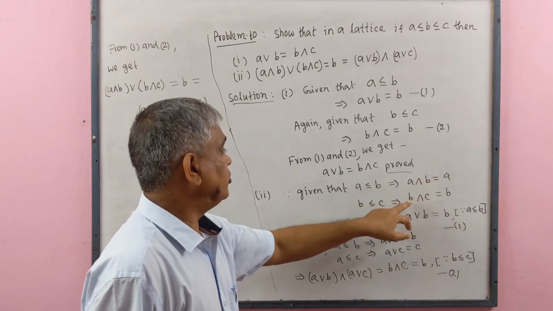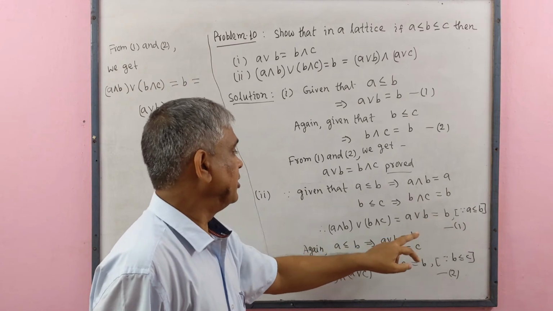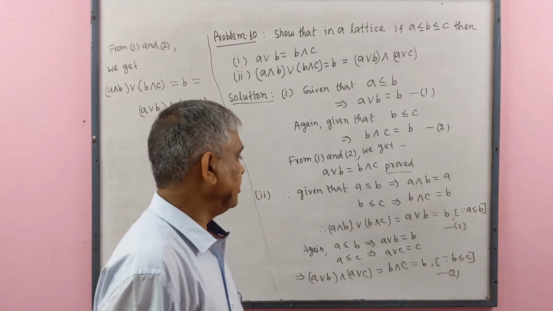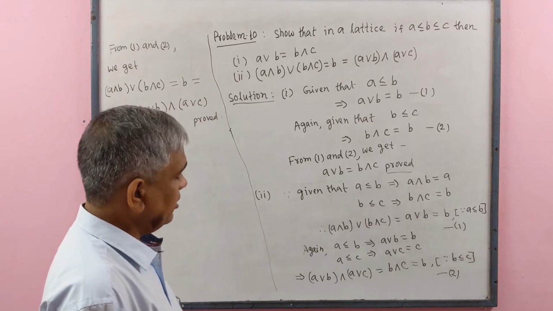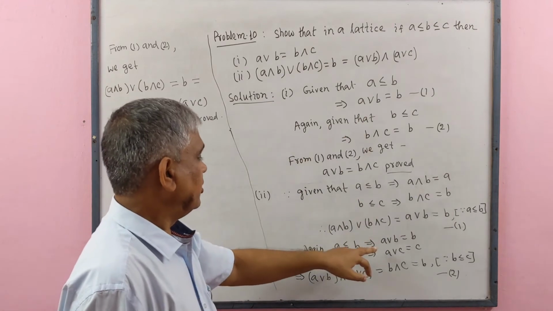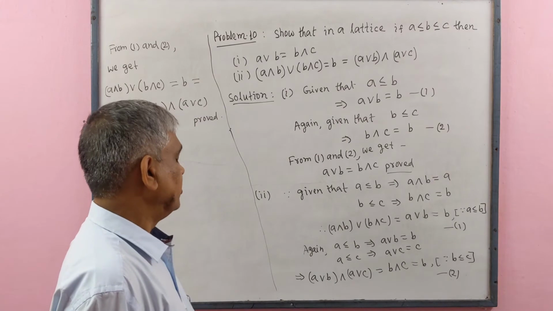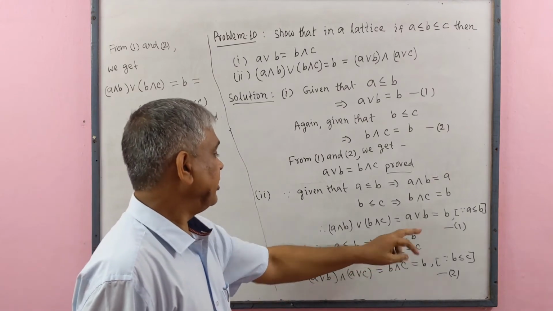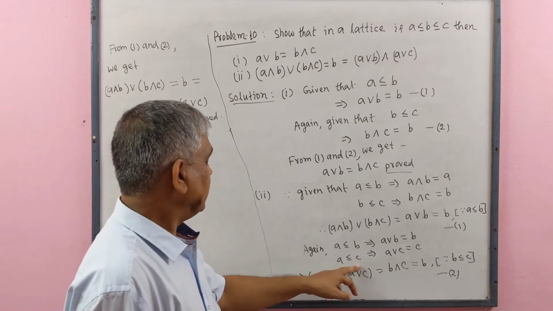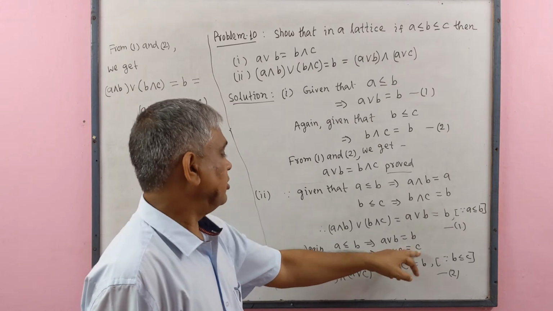A meet B join B meet C equals A join B, and A join B is B since A is less than or equal to B. Again, A less than or equal to B given implies that A join B is B, the larger element, in join. A less than or equal to C implies that A join C equals C.